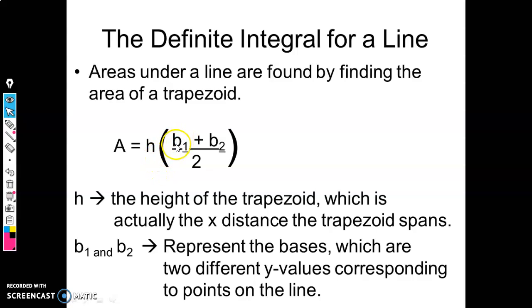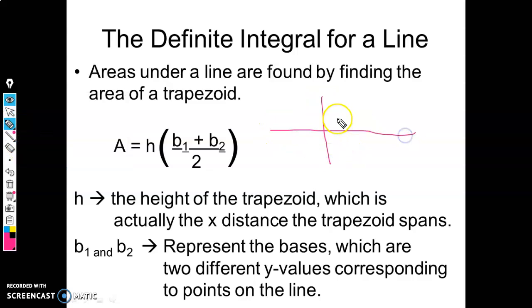Okay, and so you have 2 bases. You have a height of the trapezoid. The height is actually the x distance, so the height is actually running horizontal instead of vertical, and you'll see what I mean here. In fact, I will be kind and sketch it out for you a little bit.